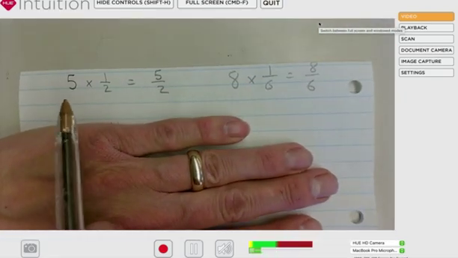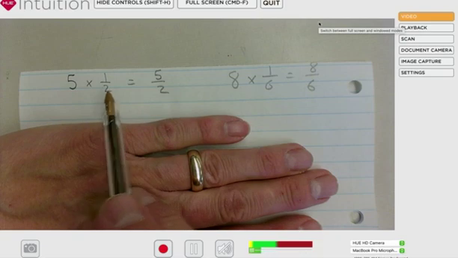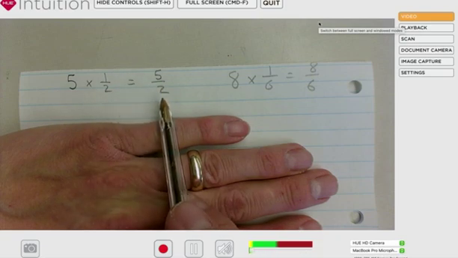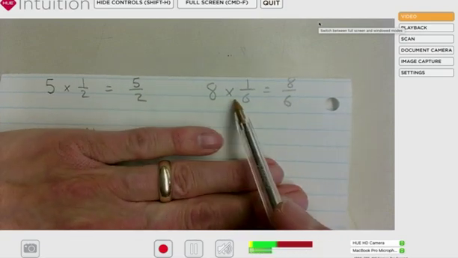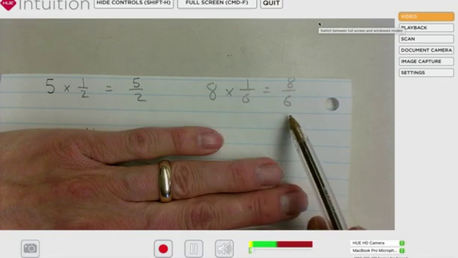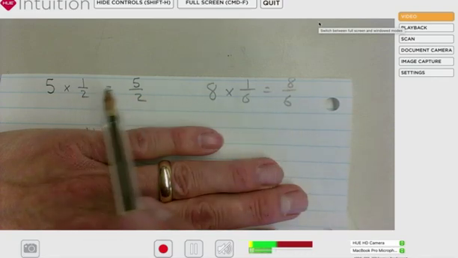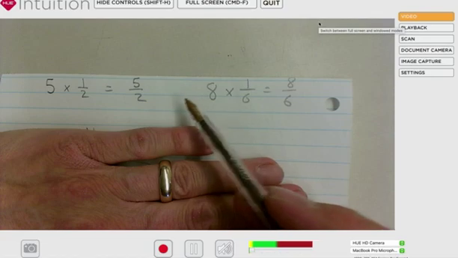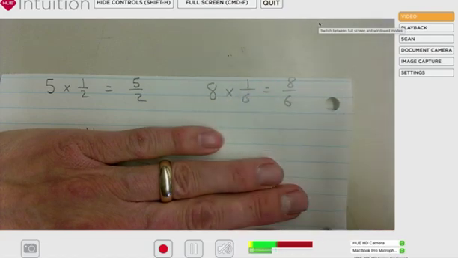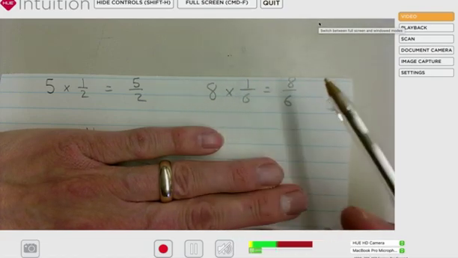So you could do this and see, here are some other examples. 5 times 1/2 is 5/2. 8 times 1/6 is 8/6. It's kind of an unusual thing, right? We're not used to mixing whole numbers and fractions, but this is how it works.